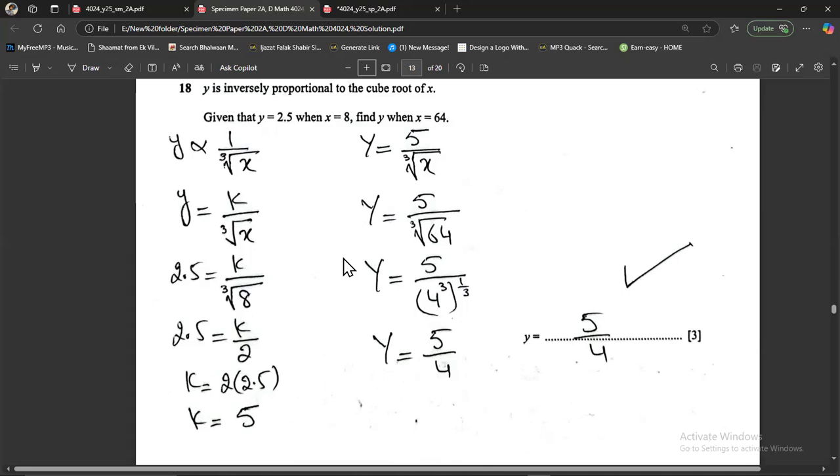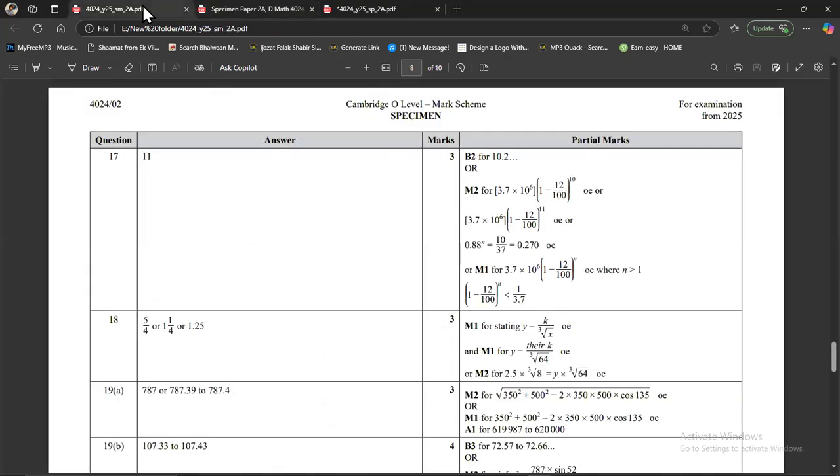Their question is, when x is 64, what is the value of y? So y will be equal to 5 divided by, 64 is 4 raised to power 3, and raised to power 1 by 3. The third root means raised to power 1 by 3. Power of the power multiplies with each other, so 3 and 3 will be cancelled. So y is equal to 5 divided by 4. 5 divided by 4 is the right answer, sir.